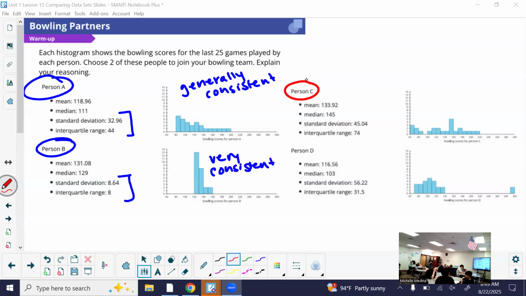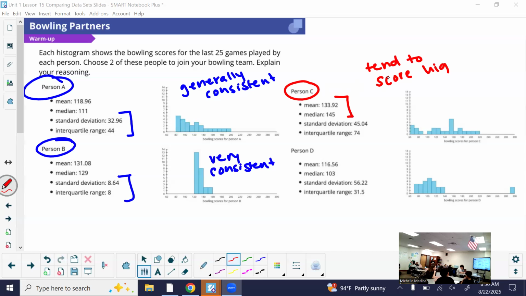Okay. The reason why I said I'm surprised not many people chose person C is because when you're comparing the statistics, person C has the highest mean and median, which means what about them? They score higher on average. So you could say person C because they tend to score higher.